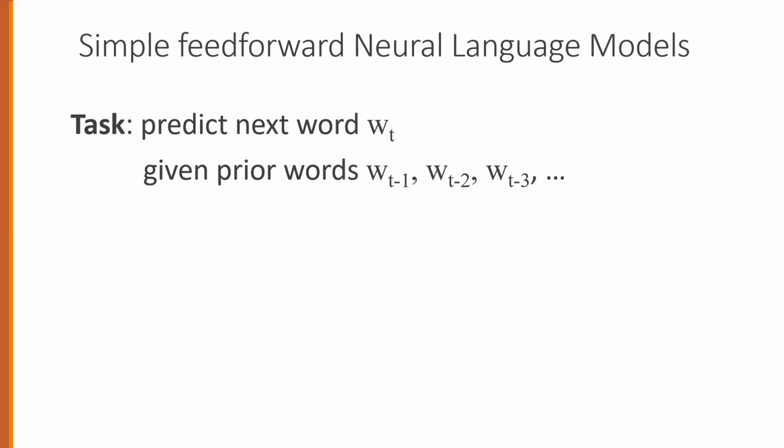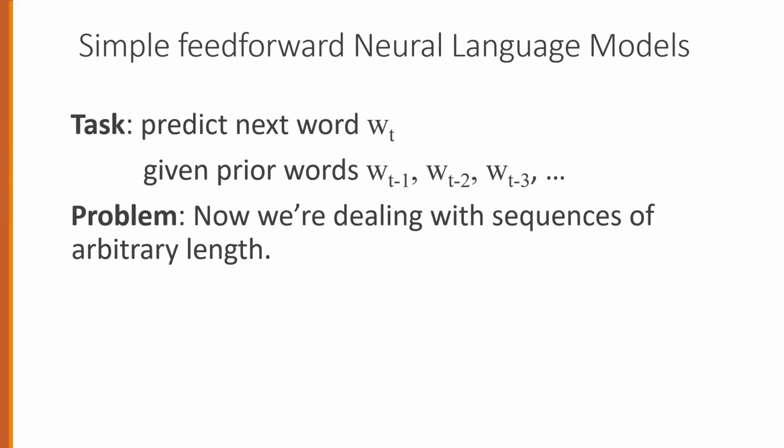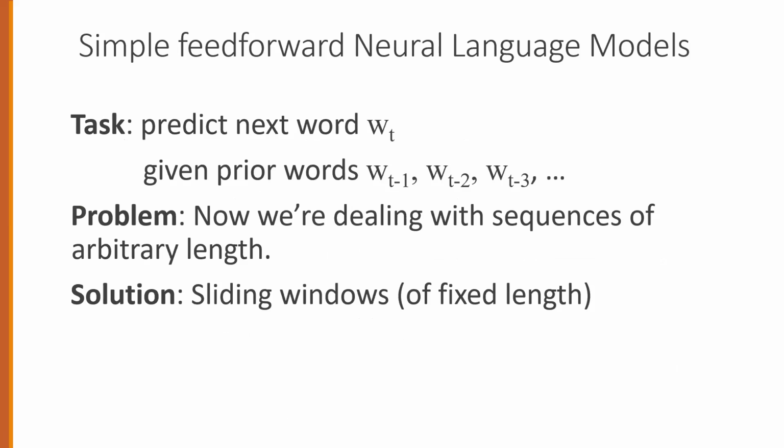Now, take the task of predicting the next word, w_t, given some prior words: w_(t-1), w_(t-2), w_(t-3). Now, we are dealing with a sequence of arbitrary length, right? So the solution is to use a sliding window of fixed length.